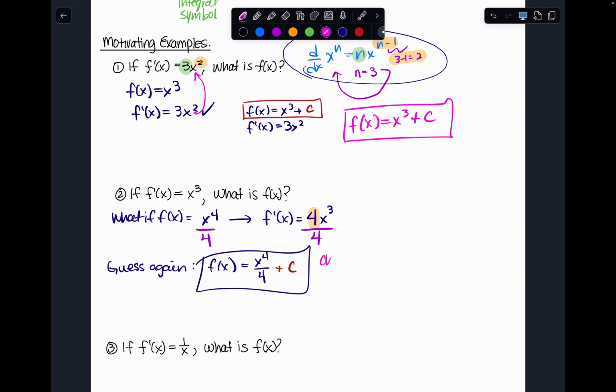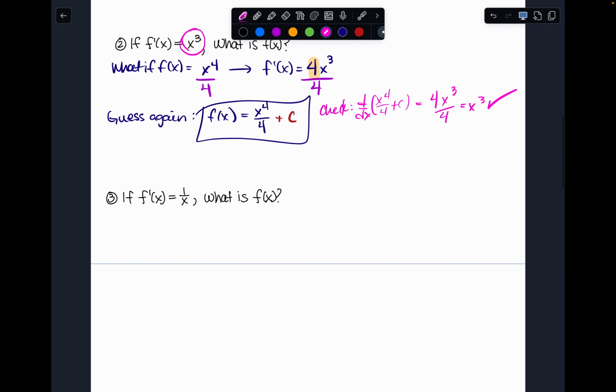And we can check by differentiating. The derivative of x to the 4th over 4 plus c is 4x to the 3rd over 4, plus 0, not plus c, because the derivative of the constant is 0, so that now matches. 4x cubed divided by 4 is x cubed, and that's exactly what we started with.